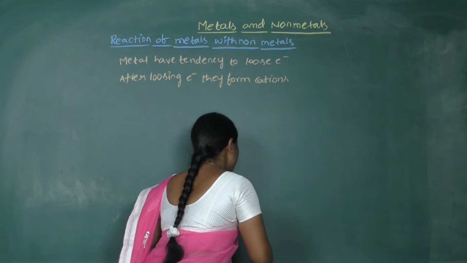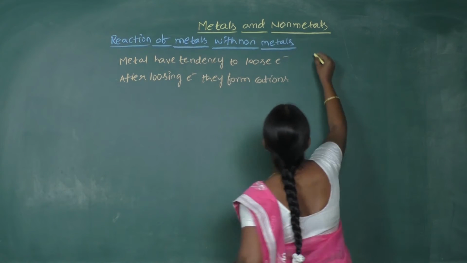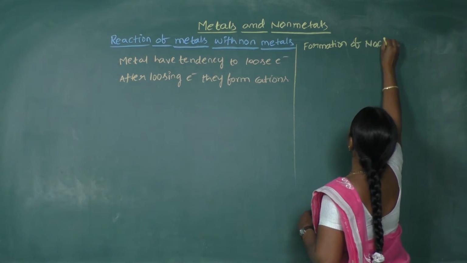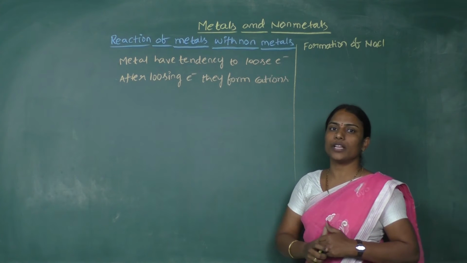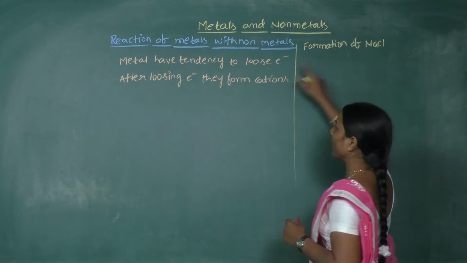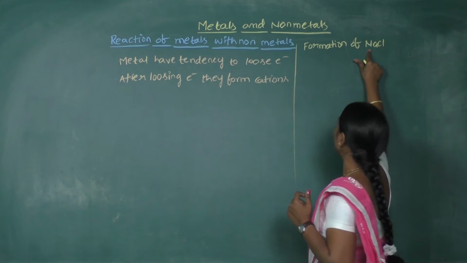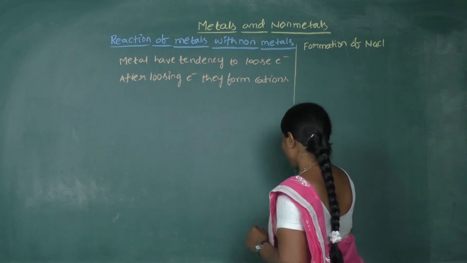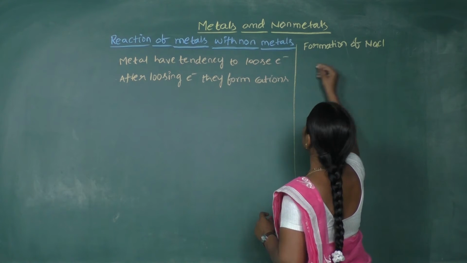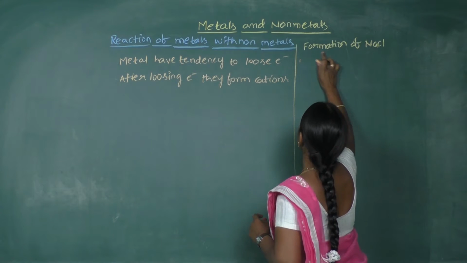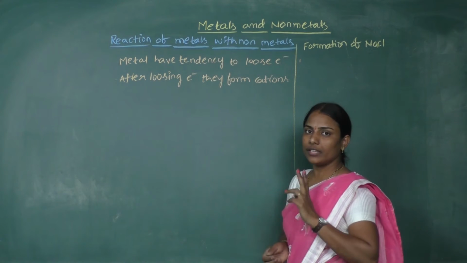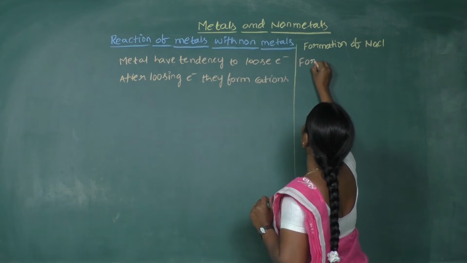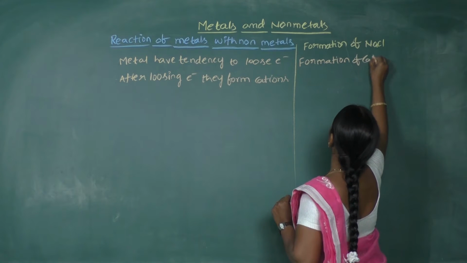For that, I'll explain the formation of NaCl. NaCl is an ionic compound formed by the combination of a metal, sodium, with a non-metal, chlorine. Now, first we will check how the Na plus ion is formed. If NaCl has to be formed, what do we need? We need one cation and one anion. First we will see the formation of the cation.